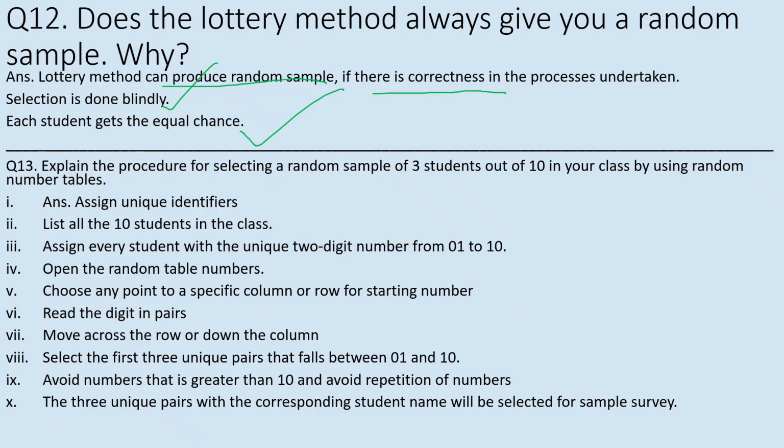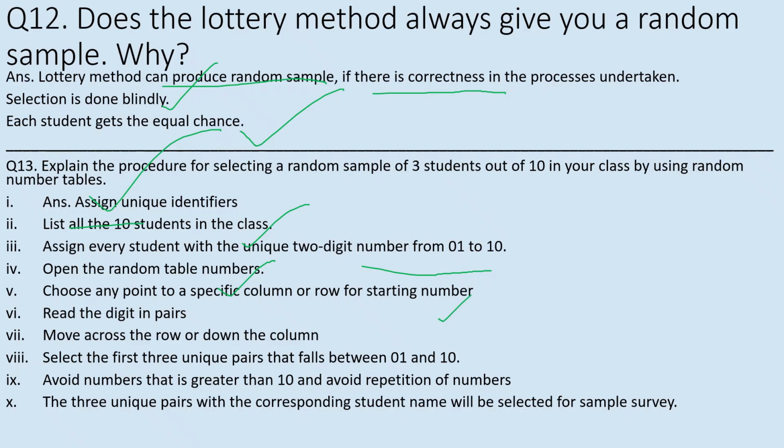Next question, question number 13. Explain the procedure for selecting a random sample of 3 students out of 10 in your class by using the random number table. So what are the processes? Here first, assign unique identifiers. We will list all the 10 students in the class and assign every student a unique 2-digit number from 01 to 10. Then we open the random number table.